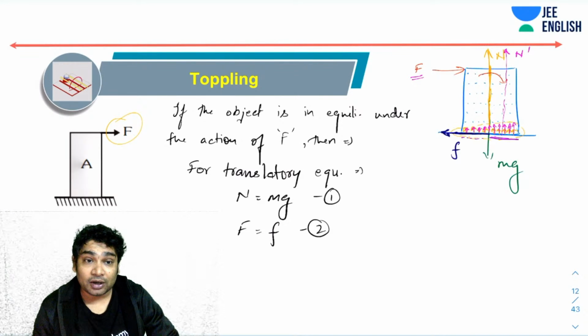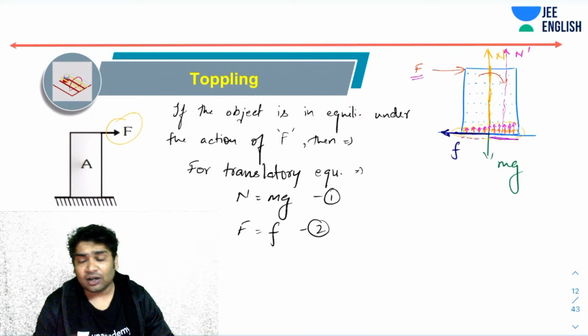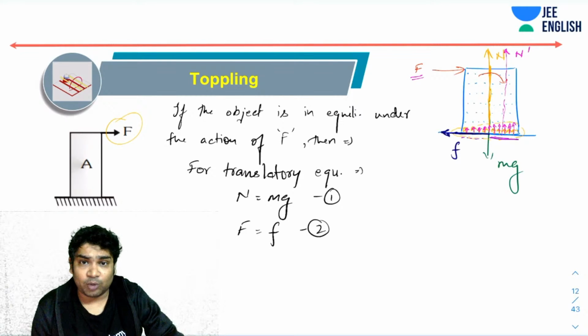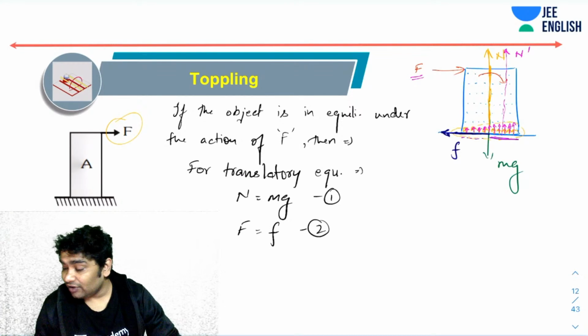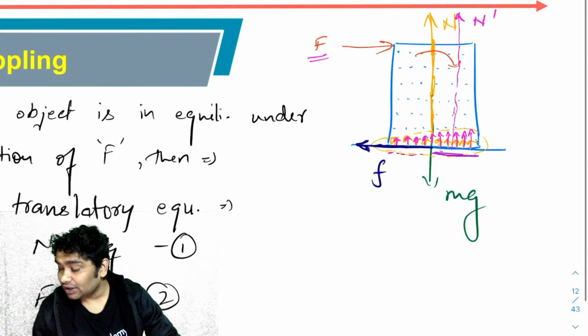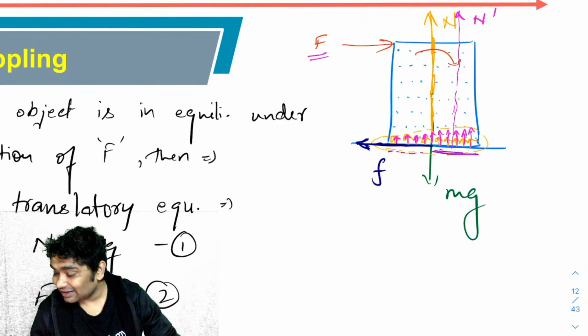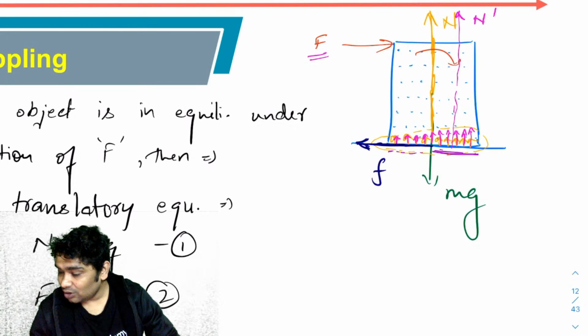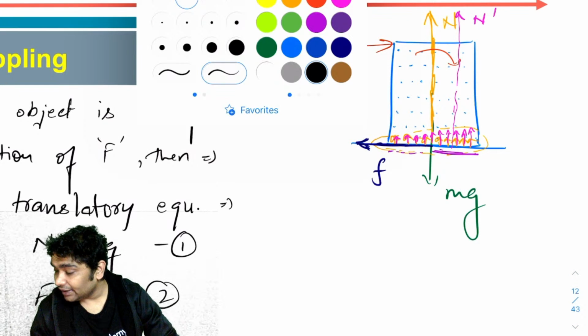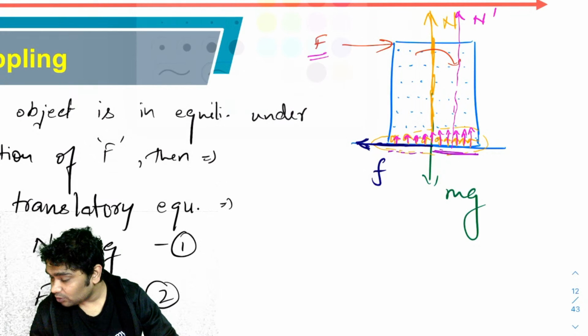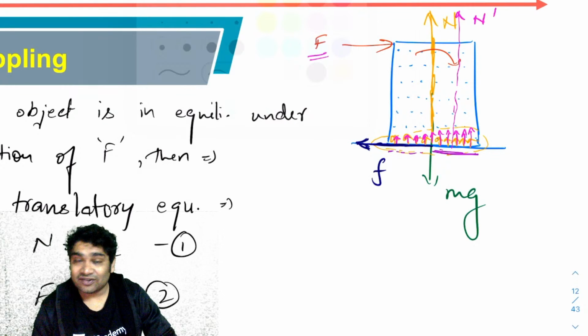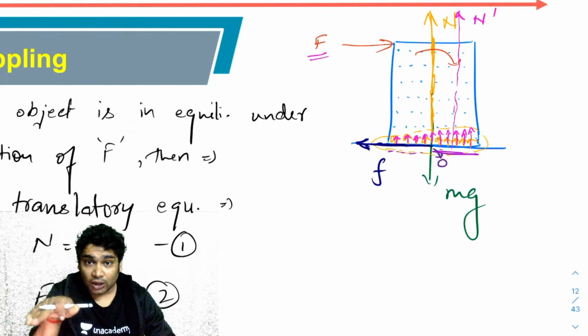Now, how about the rotatory equilibrium? For rotatory equilibrium, you could take torques about different points. So what I will do is take the torque about this point. Let's take the torque about this point O. So what is O? I'll tell you. This is where the mg is crossing the bottom of the surface.